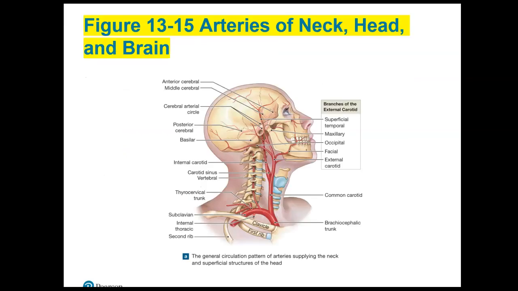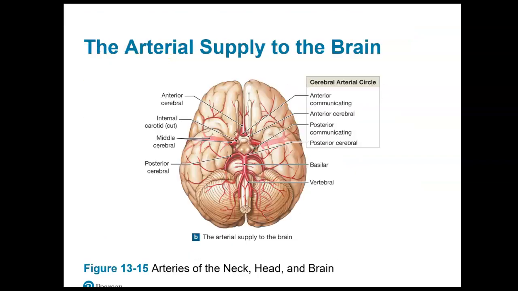Okay. And then this one shows you really clearly the common carotid artery, and we can see the external carotid artery, and this would be the left side. Everything over here is the left. And the internal carotid artery. So it's the common carotid artery where we can measure our pulse at the neck.